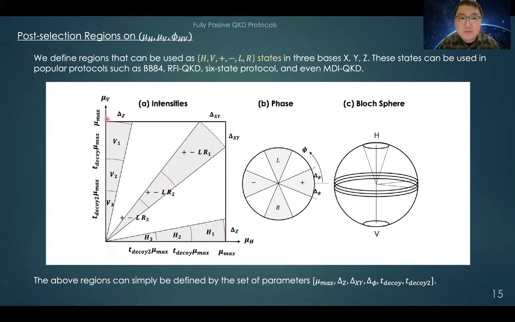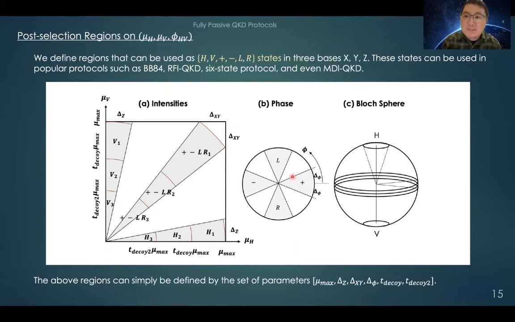And vice versa, we also have this V state where you have a strong mu V and a weak mu H. In the cases where mu H and mu V are roughly equal, you end up with the states on the equator of the Bloch sphere. Alice can further post-select upon the phase to determine the plus, minus, L, and R states. We can also define them by a set of mathematical parameters, including the max intensity, the slice sizes for each post-selection slice, and 2 additional thresholds where we can cut each of those states into further subregions that correspond to different levels, like strong intensity versus weak intensity for your decoy settings in that one particular polarization.